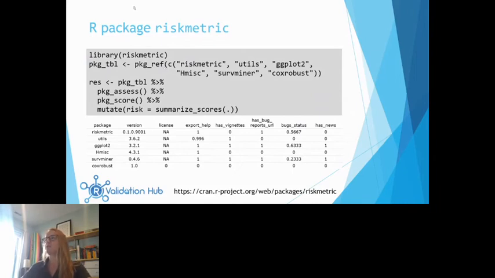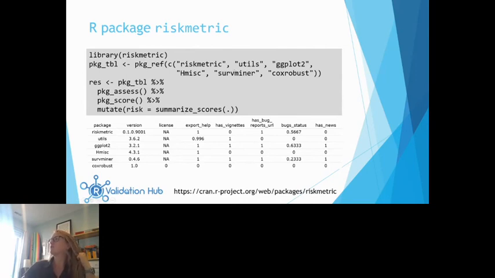risk assessment. In a second step, that metadata will be used to assess the package, to derive a number of metrics from this metadata. And then in a third step, we have a package score, which consolidates those metrics into numeric indications of the quality of the package. And then finally, we summarize the package scores to one aggregated risk score.